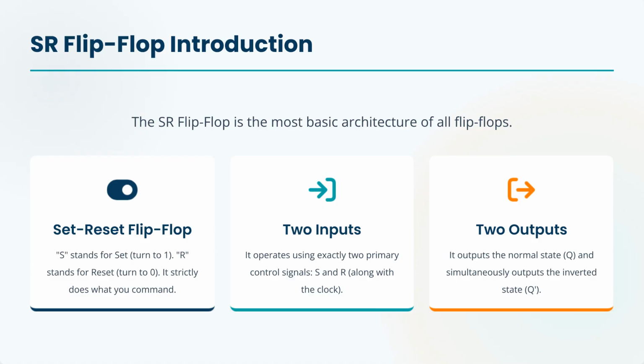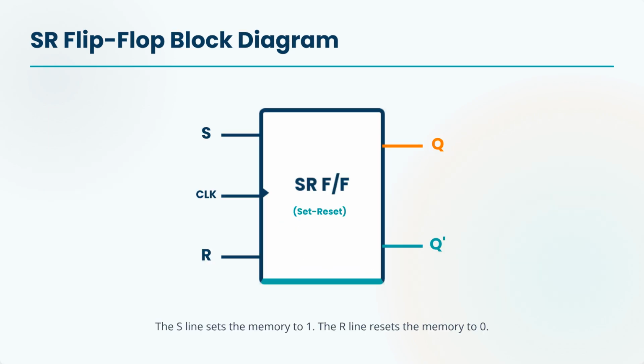The SR flip-flop, or set-reset flip-flop, is the most basic architecture. It uses two inputs, S for set to 1 and R for reset to 0, and produces two outputs, Q and its inverse Q. This block diagram shows the basic structure: two inputs, S and R, a clock input, and the two outputs, Q and Q. S sets the memory to 1, and R resets the memory to 0.